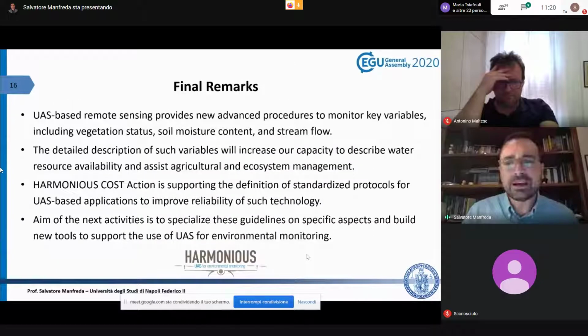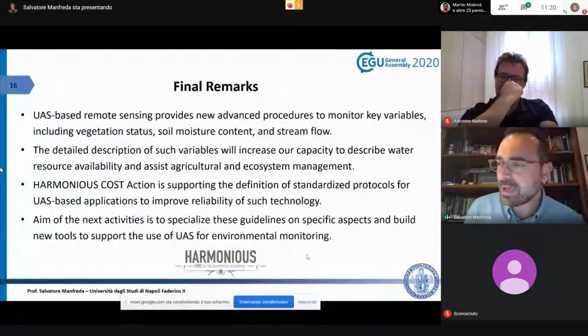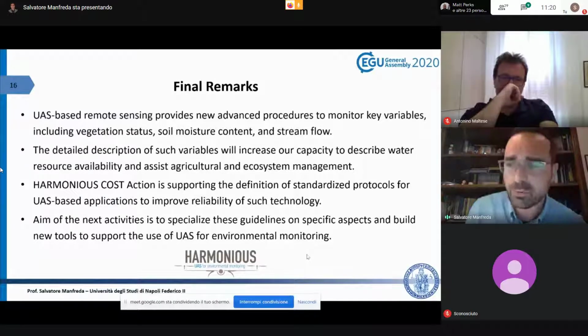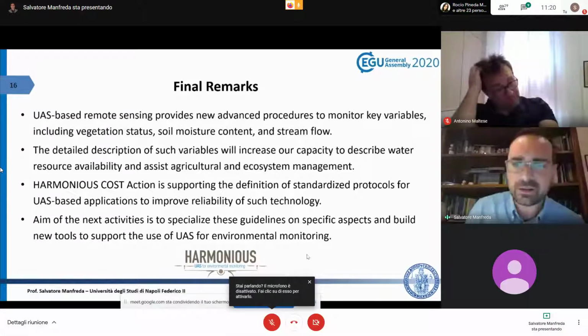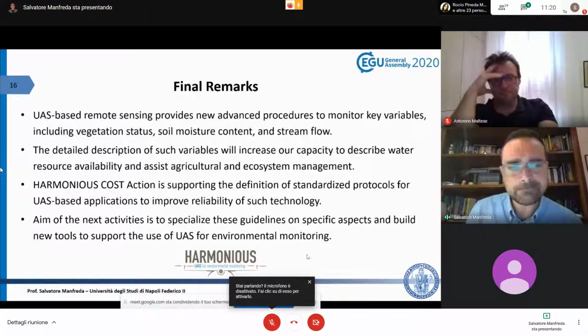So, closing the presentation, I would say that we are an open action. The aim of the action is to promote the use of drones for environmental studies and in order to monitor environmental systems, in order to enhance our capacity to predict water resources availability and assist agricultural ecosystem management.